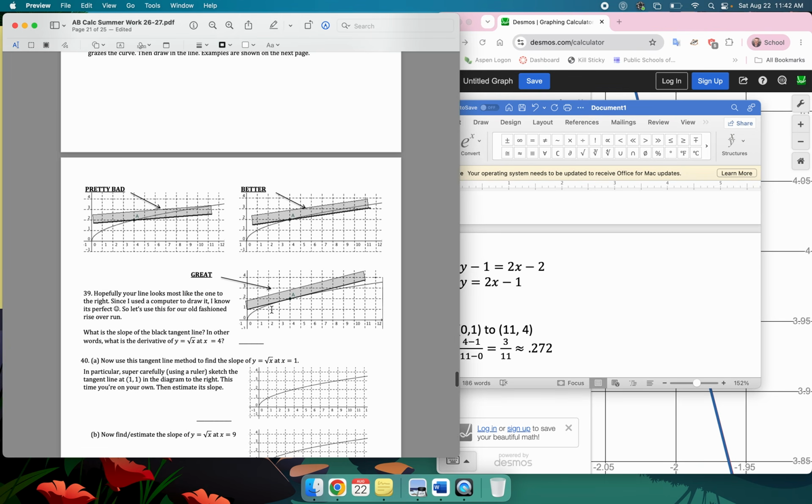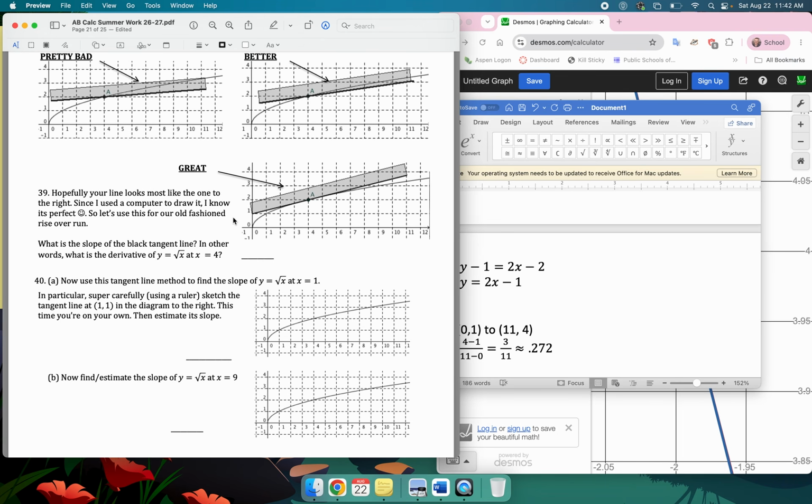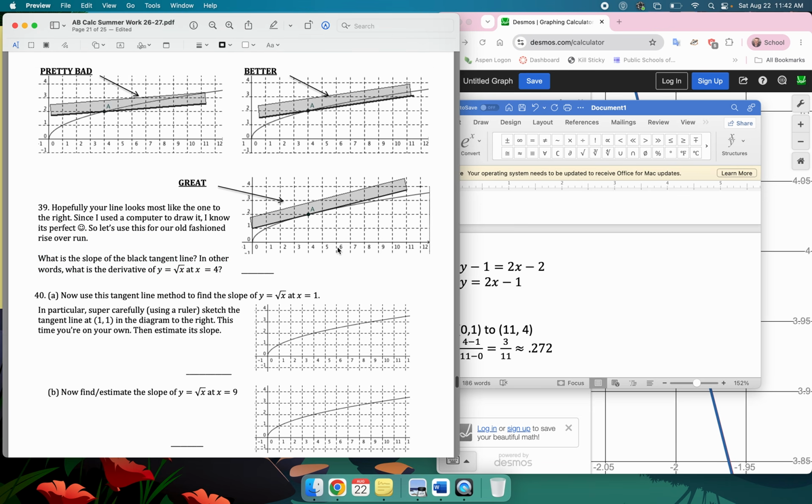Okay. Anyway, we're giving you some tips on how to place your ruler here. And then finally, what is the slope of the black tangent line? In other words, what is the derivative? As I said, I got about 0.272, but you're probably going to get something a little bit different, right? Because just to emphasize, this is a process of estimation. You're estimating the tangent line. Your positioning of the ruler is not going to be identical to mine, and you're also estimating the slope of the line that you've drawn. You know what I mean?